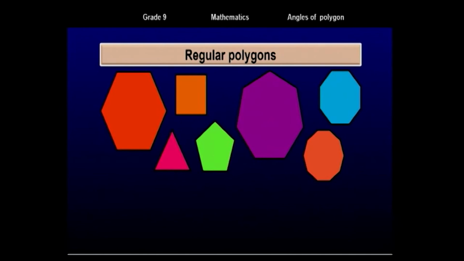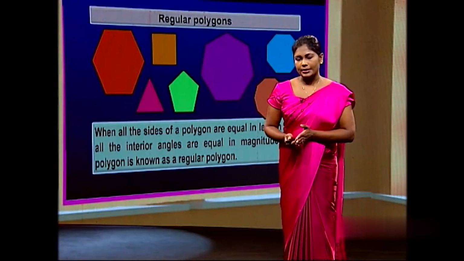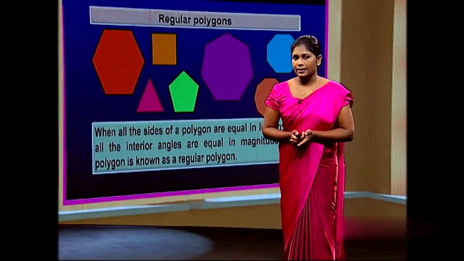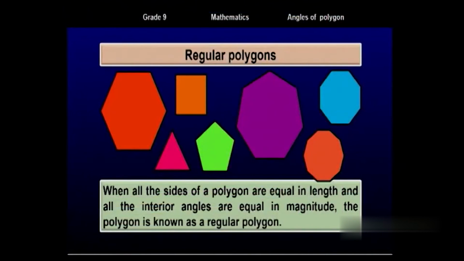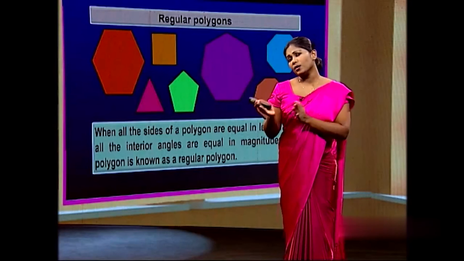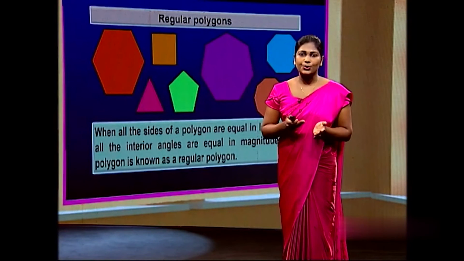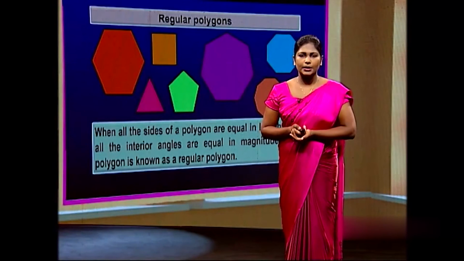Now you can see several polygons in here. So we can define a regular polygon like this. When all the sides of a polygon are equal in length and all the interior angles are equal in magnitude, the polygon is known as a regular polygon. What are the main features of this? Equal angles and also equal sides in here. So now we are going to do some questions using that regular polygon theory.